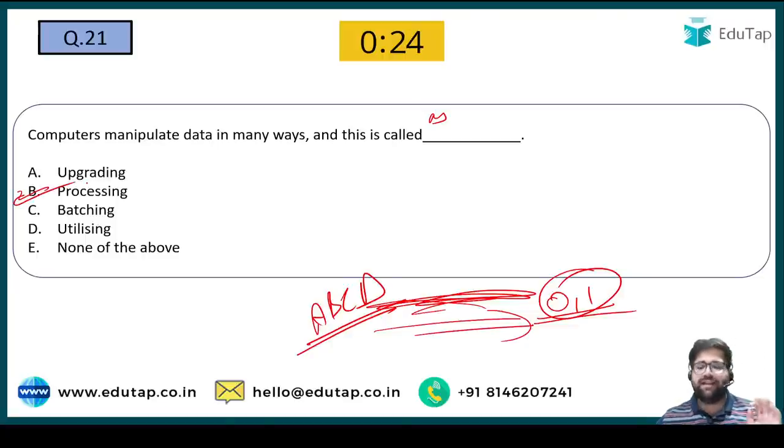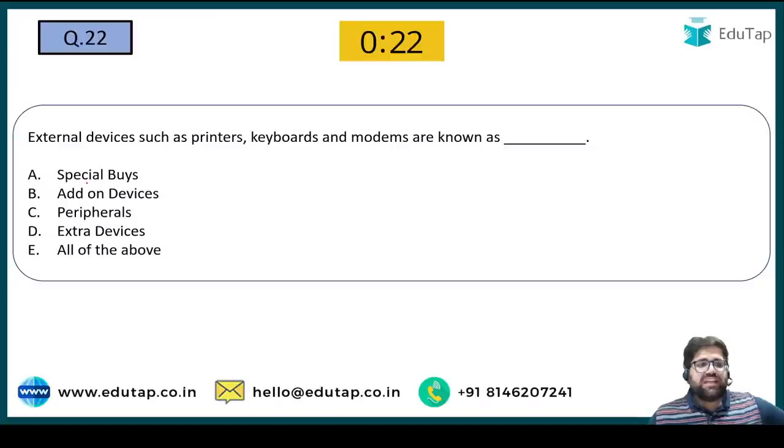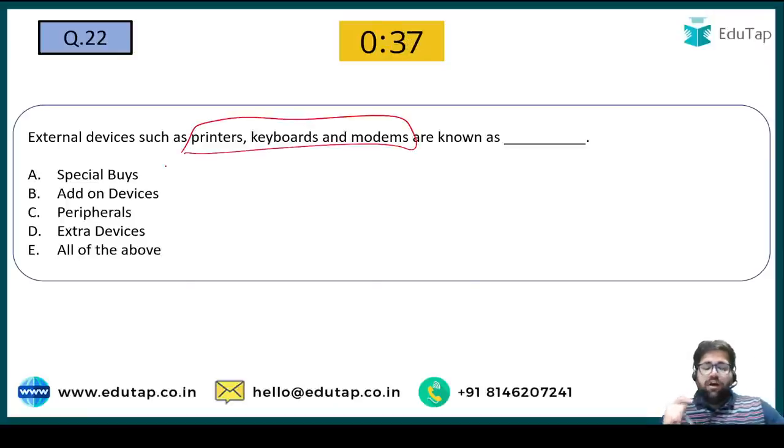Now the question level will increase from this particular slide. External devices such as printers, keyboards, modems are known as. We all know that we have different sockets to connect with the motherboard. So these are devices which we connect. Are they known as special buys? Are they known as add-on devices? Are they known as peripherals? Are they known as extra devices, or all of the above?